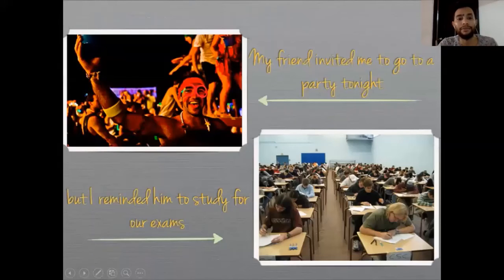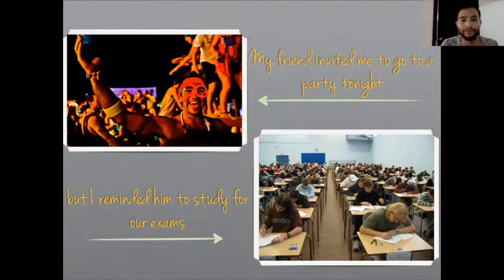Let's take a look at the example here. Take a look at the man. He seems to be partying and enjoying the party. And he says, my friend invited me to go to a party tonight, but I reminded him to study for our exams. Take a look at the pattern: invited me to go, and here reminded him to study, right? That's the pattern with object and the verb in the infinitive form with to.